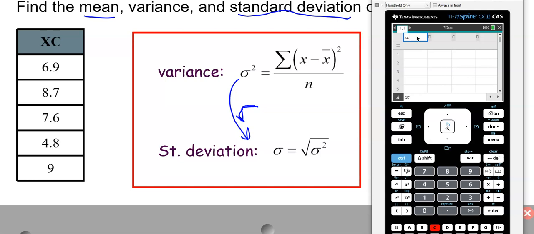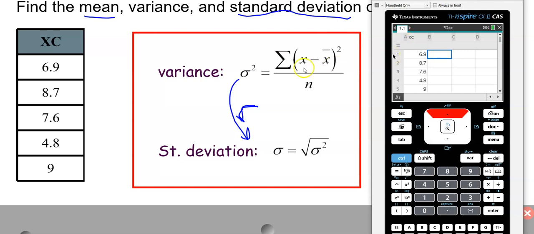Never call a list one variable, call it at least two. Sometimes it's a word like scores or tests or ages or whatever. Okay, let's type in the data: 6.9, 8.7, 7.6, 4.8, and 9. Make sure you press enter or mouse out of that last cell after you type it. Now I've typed in all 5 terms, and I can see them all at once. So that's all my data.